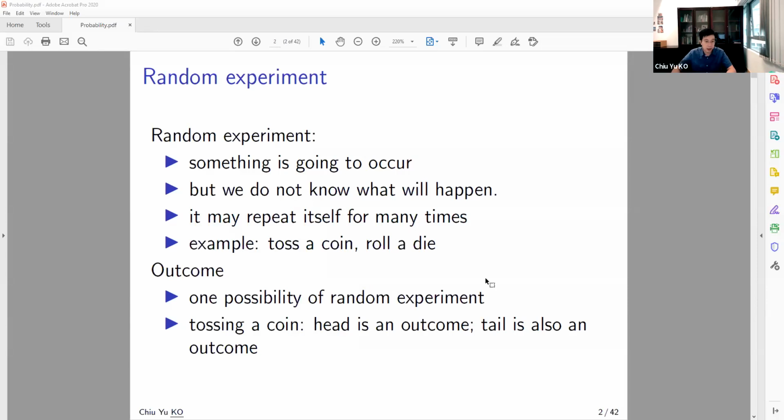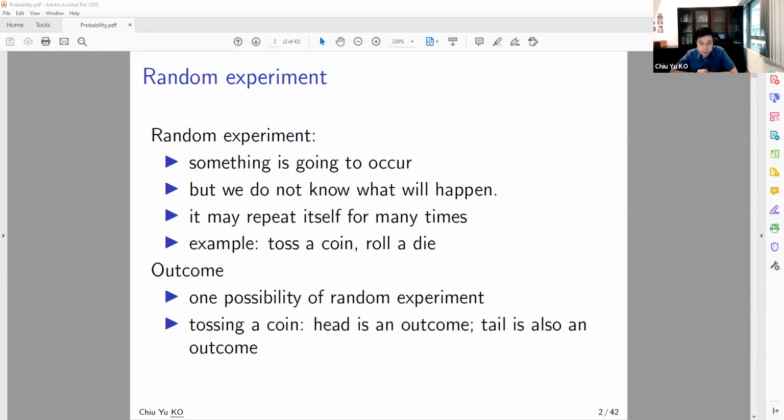probability was developed. So before we start, let me know if you can see my screen or hear me. If you do, please type OK in the chat. Can you see the screen? Yes, that's good.